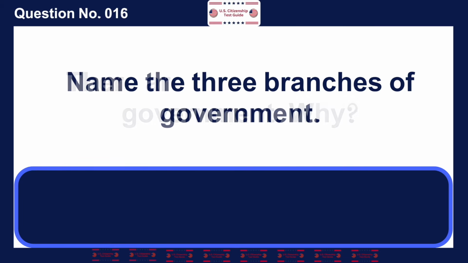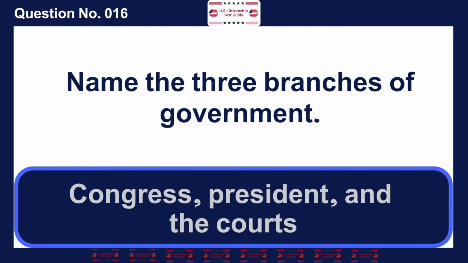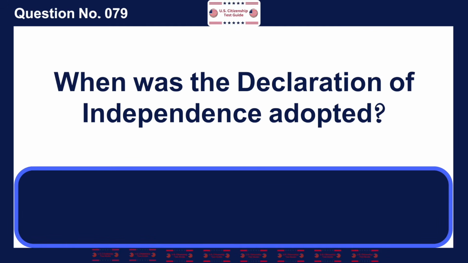Name the 3 branches of government. Congress, President, and the courts. When was the Declaration of Independence adopted? July 4, 1776.